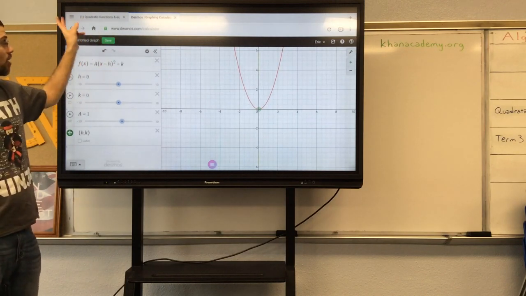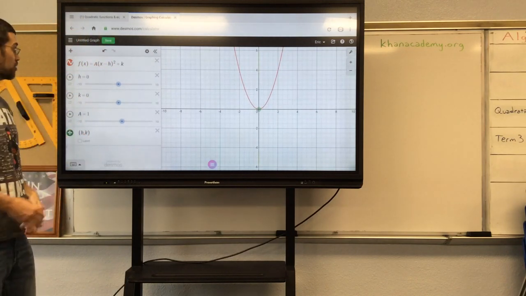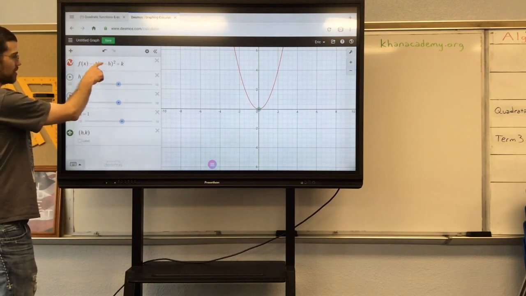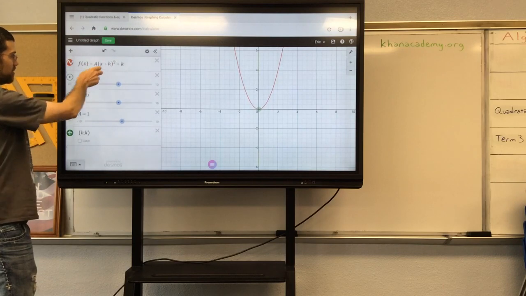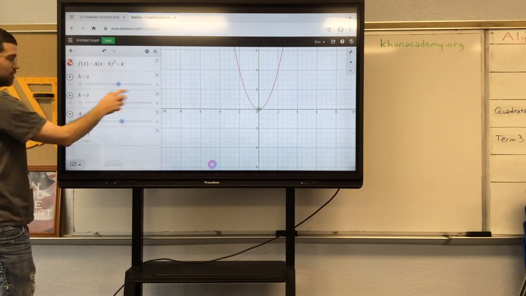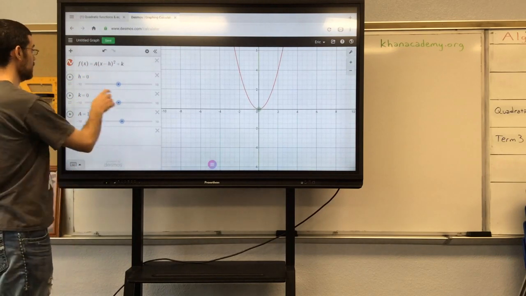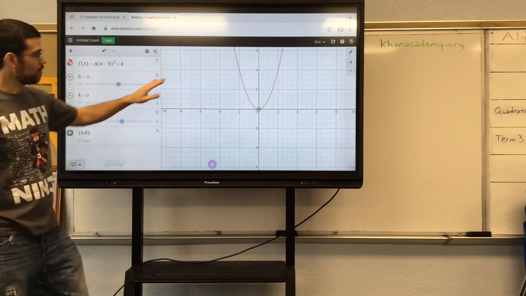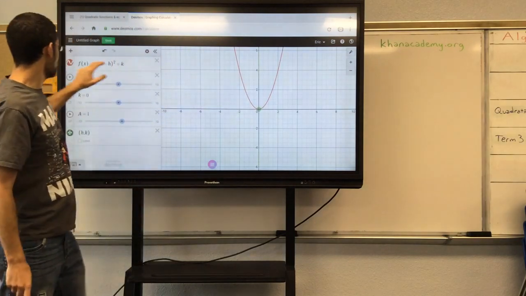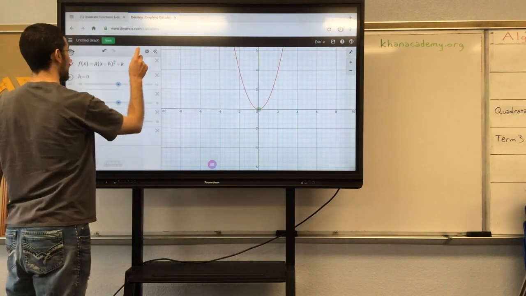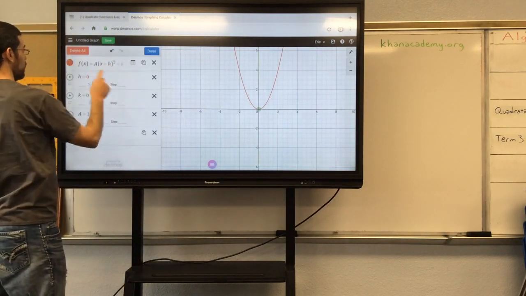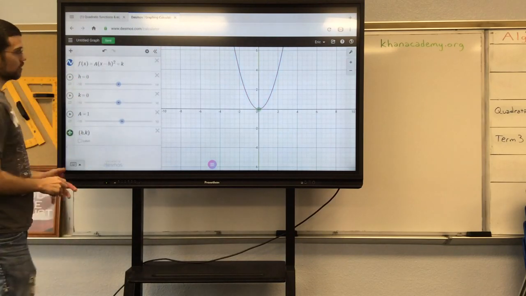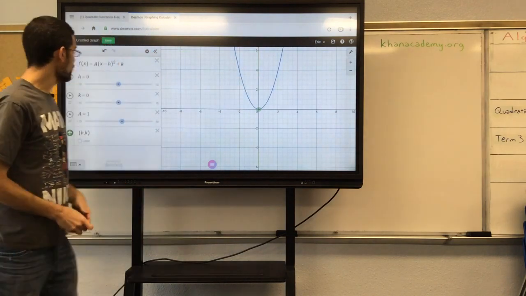If f of x in our problem was just x squared, that means h is 0, so x minus 0 squared is x squared. k was 0 because we didn't add anything to it, and a was 1. We only had one x squared. So right now, this is function f of x from our problem. In fact, we'll make it blue just like they did.